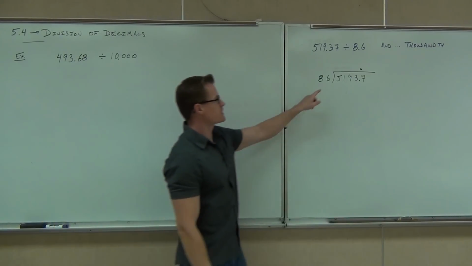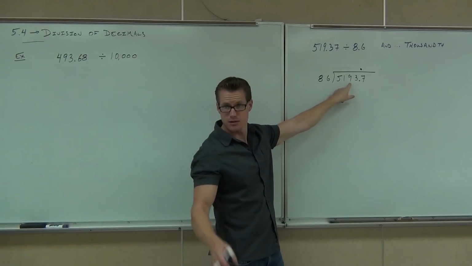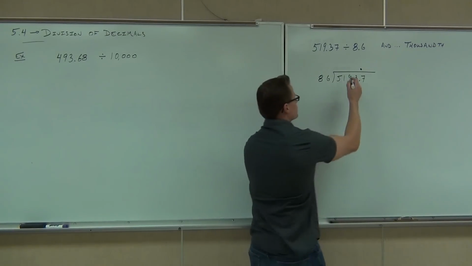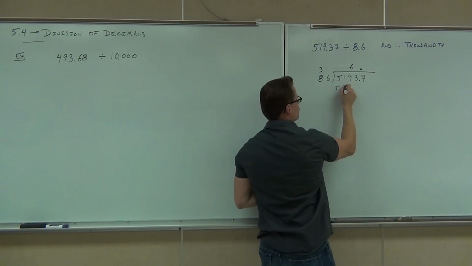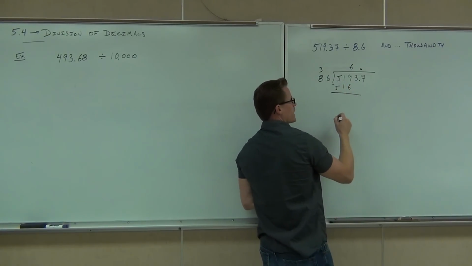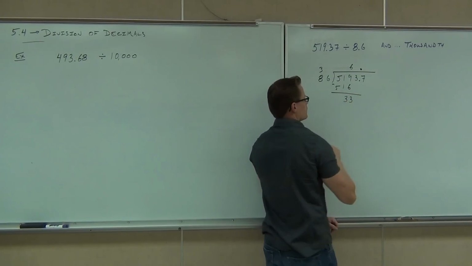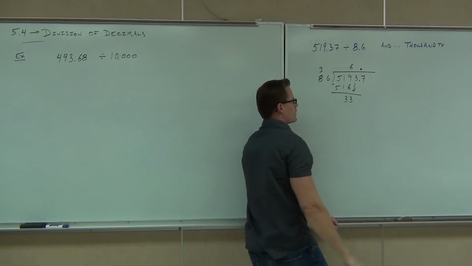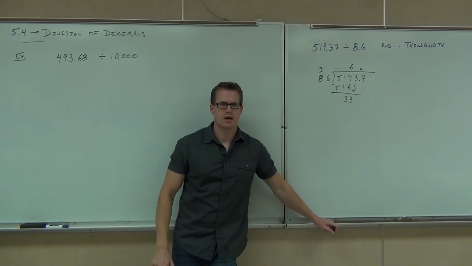86 into 5? No. 51? No. 519. How many times into 519? 6 times. So that's 516. We subtract, we get 3, but we bring down the 3. I want your eyes on the board here real quick.